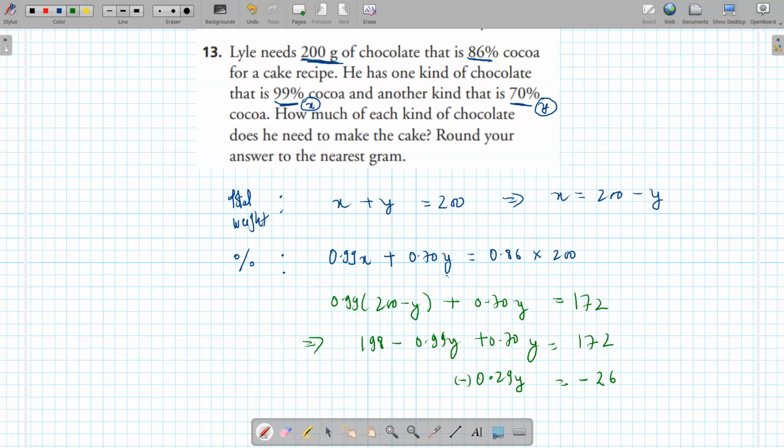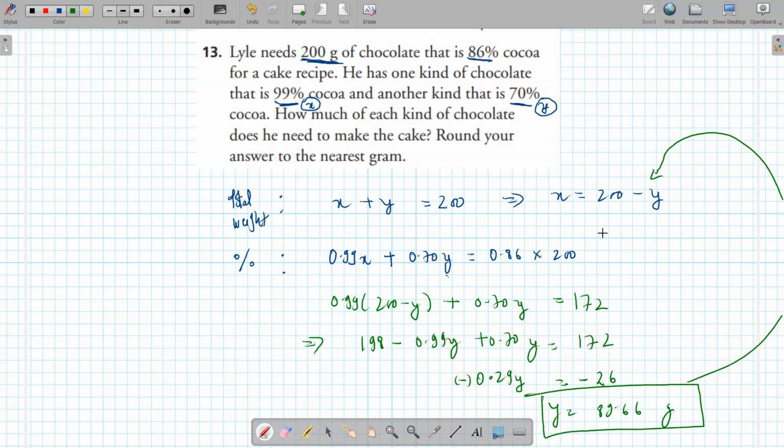Next, divide both sides by 0.29. So 26 divided by 0.29 gives us y equals 89.66 grams. And plug this back in to find x. So x is going to be 200 minus that answer, which is 110.34 grams. And that's how you deal with this question.